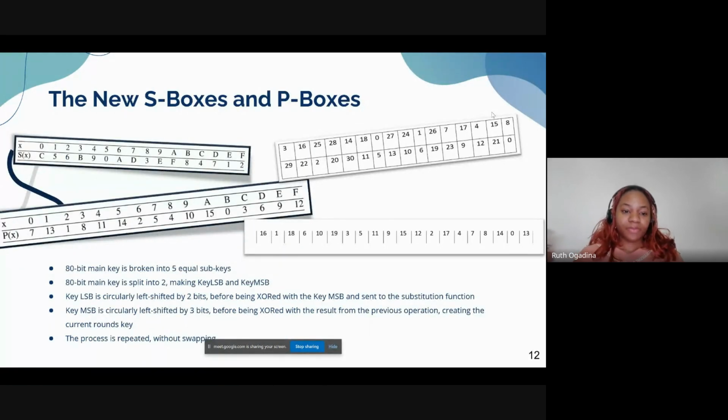So this is the difference between my S&P boxes and the original S&P boxes. The original S&P boxes, as you can see, are much smaller in size. They just moved from 0 to 16. But because I have increased the size of the input, my S-box is now 32 bits instead of 16. And my P-box is now 20 bits. And this also helps in making sure that while still prioritizing security, the new algorithm can still process data in a shorter period of time.